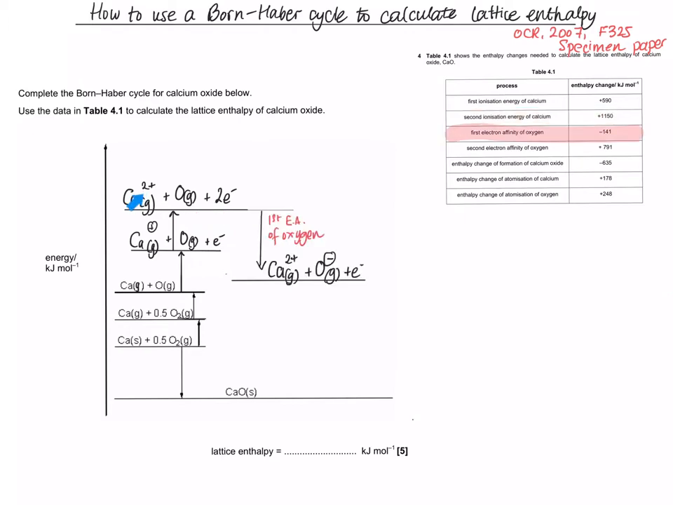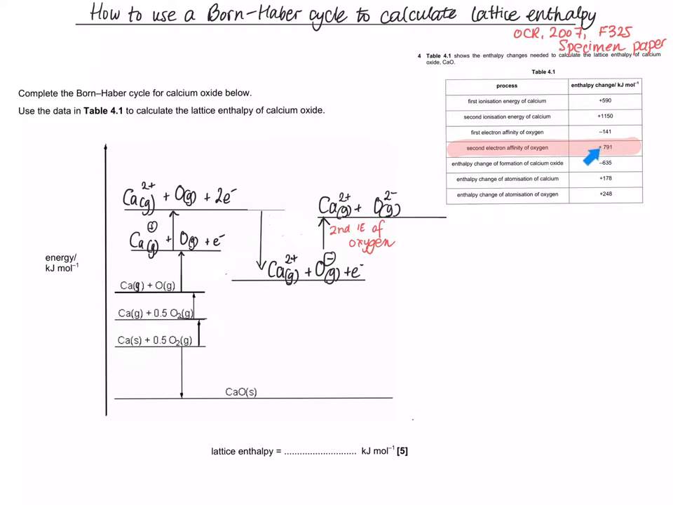Now we've made our calcium 2+, we then have to add an electron to oxygen. And this is the first electron affinity of oxygen, and this is minus 141. Because it's exothermic, the arrow goes downwards, and it goes from O to O minus. One of the electrons that we got off the calcium goes onto the O minus, which leaves us with one electron left. The next step is the second electron affinity of oxygen.